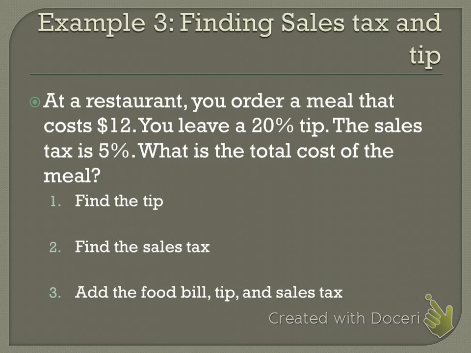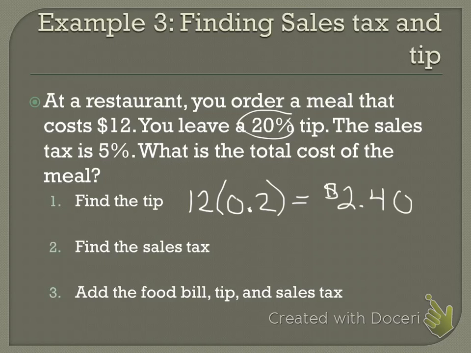It says, at a restaurant, you order a meal that costs $12. So $12 is our original amount. You leave a 20% tip and the tax is 5%. What is the total cost of the meal? Okay, so you take the amount of your bill, which is $12, and you're going to multiply that by the decimal value of your percentage, 0.2. And what's 12 times 0.2? $2.40. Just make sure that you write it in dollar form.